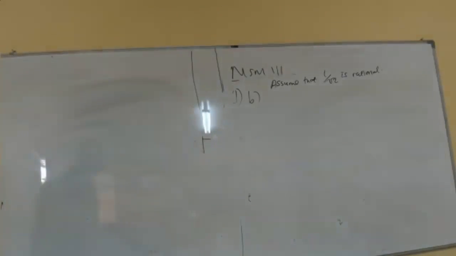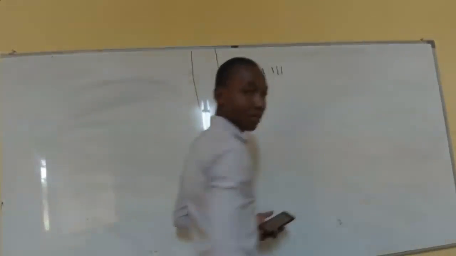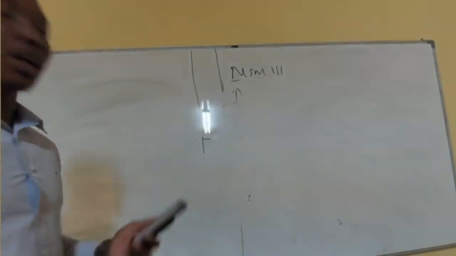Okay, so next up, let's look at a different question. So that was C. We've done B and C. Let's look at D. Okay, so let's look at question 2 now. Let's look at 2A.